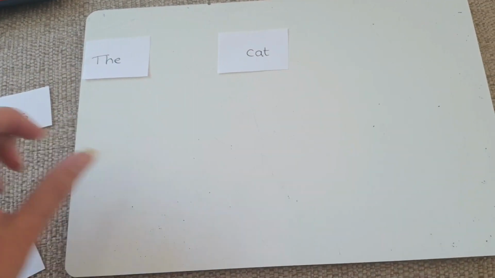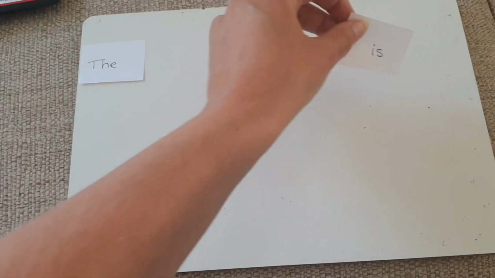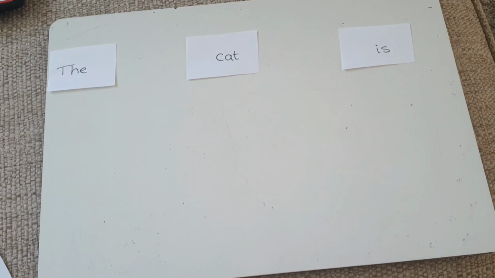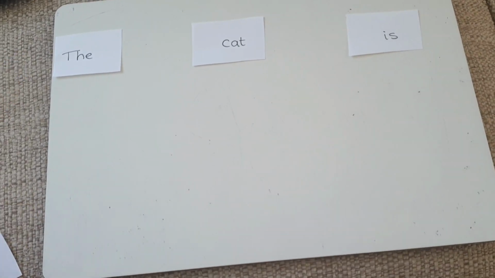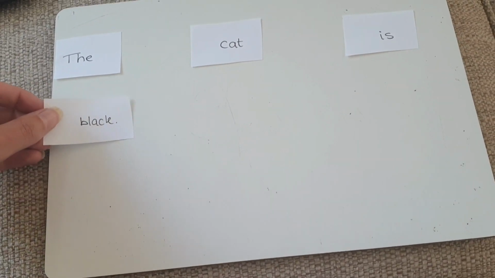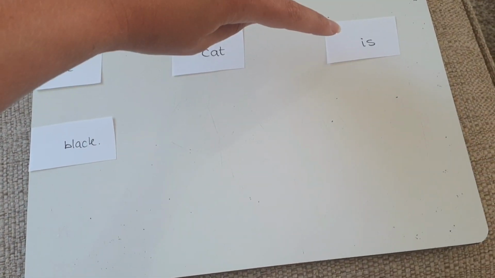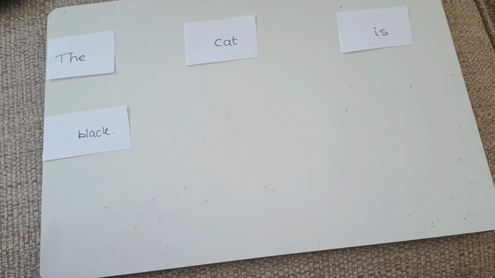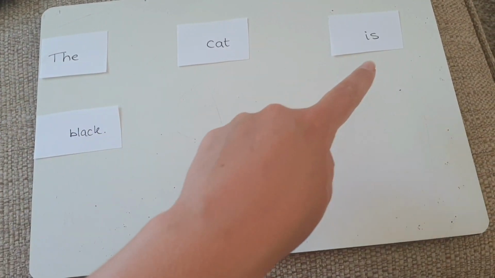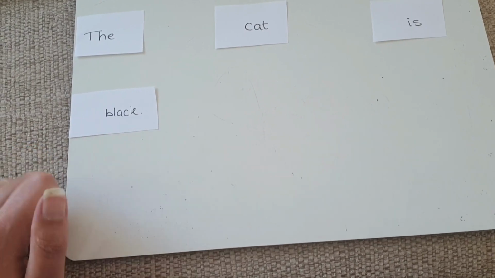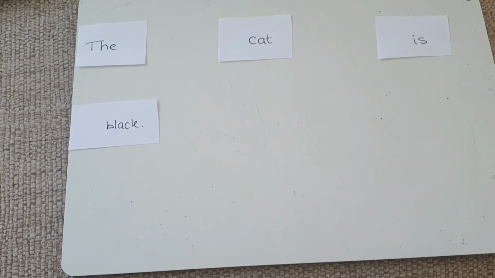The cat is. Can I fit it on here? No, but that's okay. So I'm going to go and start a new line. I'm going to go underneath. And then you're going to read it back. The cat is black. The cat is black. And I know that's the end of my sentence because it has got a full stop.